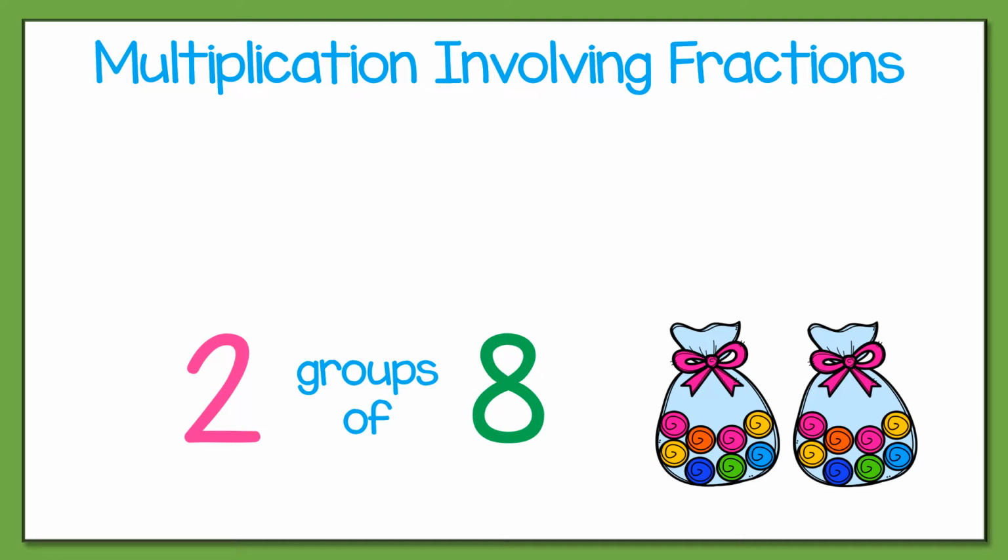In this problem here, you can see I have two groups of 8, which is a total of 16. Notice the language I used here to describe the multiplication that is occurring. I'm using "groups of."